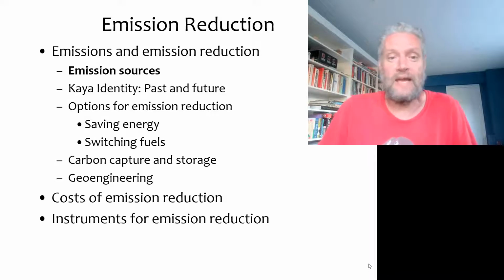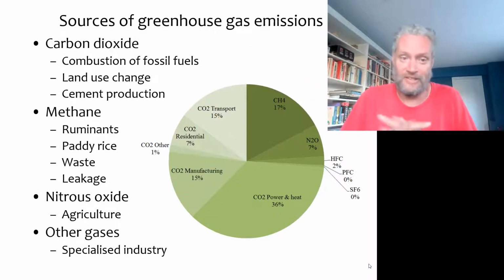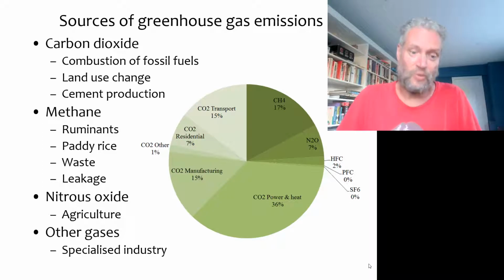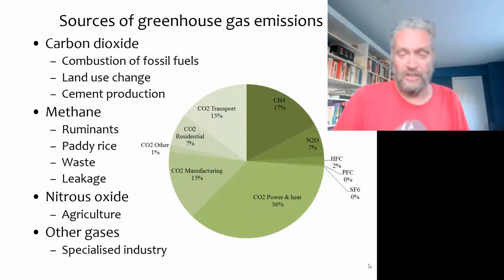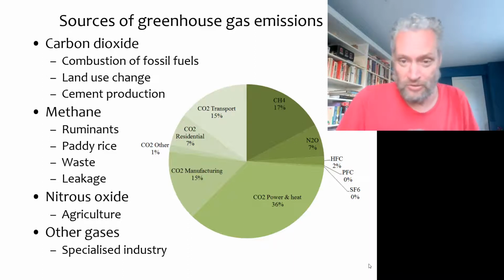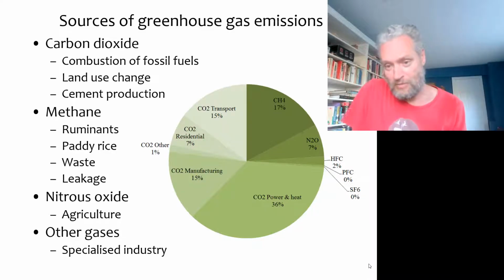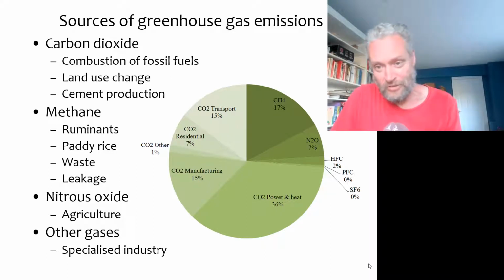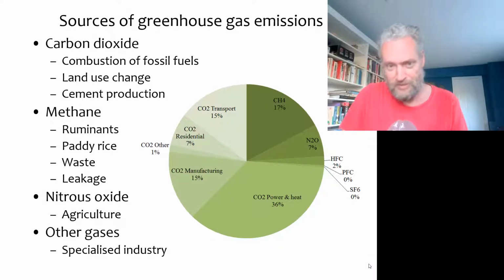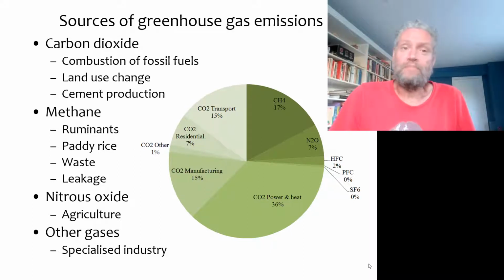There's three main anthropogenic greenhouse gases. It's carbon dioxide, CO2, methane, CH4, and nitrous oxide, N2O. And as you can see in the pie chart, CO2 is by far the most important of these greenhouse gases, making up roughly 75% of the total greenhouse gas emissions in the recent past. 36% comes from the generation of power and heat, 15% from manufacturing, and another 15% from transport. And as these titles suggest, this comes from the combustion of fossil fuels.